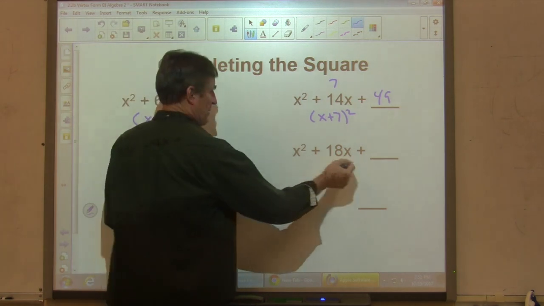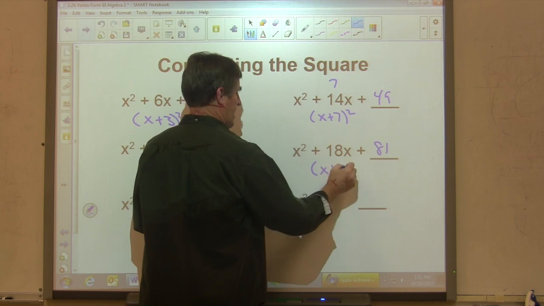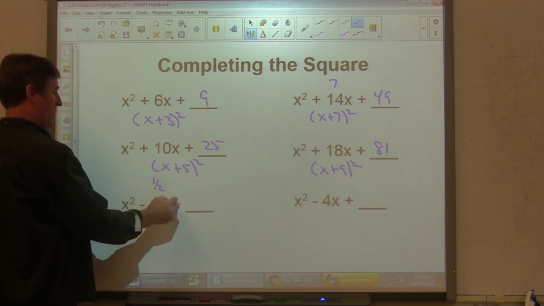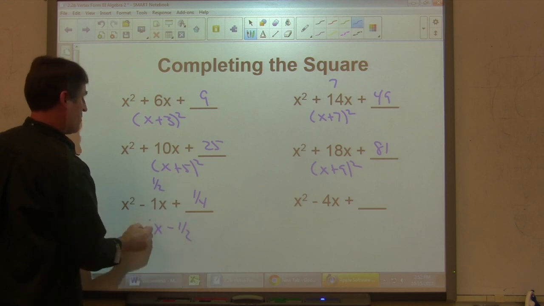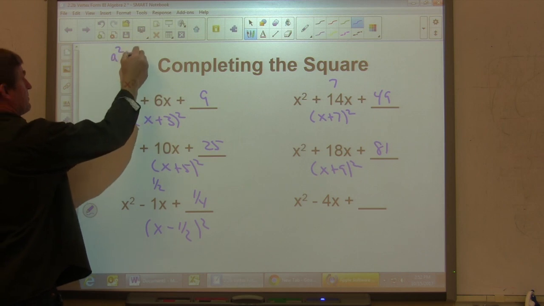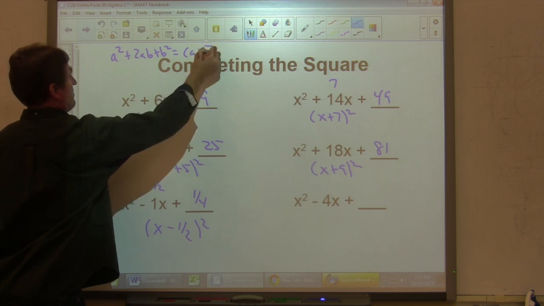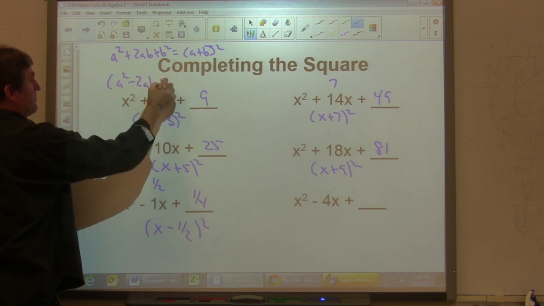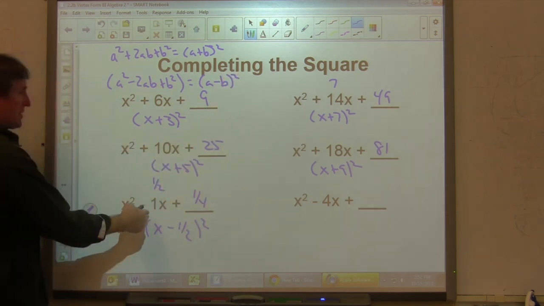So this is pretty easy when they're in this form. Half of 18 is 9. 9 squared is 81. So x plus 9 squared. Half of 1 is 1/2. 1/2 squared would be 1/4. And so that would be x minus 1/2 squared. When you do these, it is a plus b squared. If it's a minus as the middle term, it's just a minus b squared. So that's what happened in this case because it was minus.